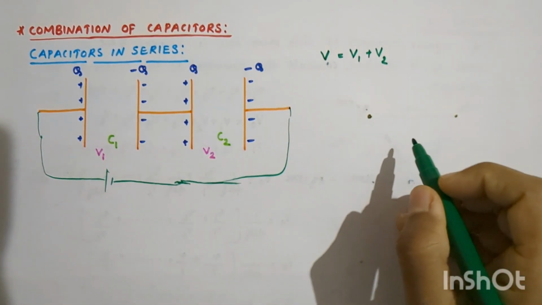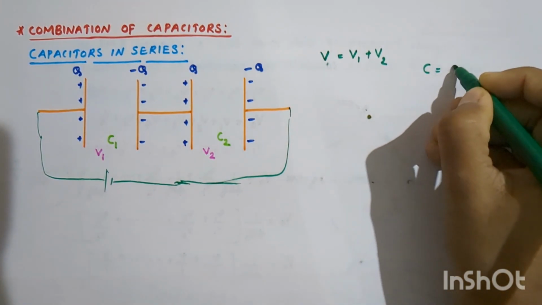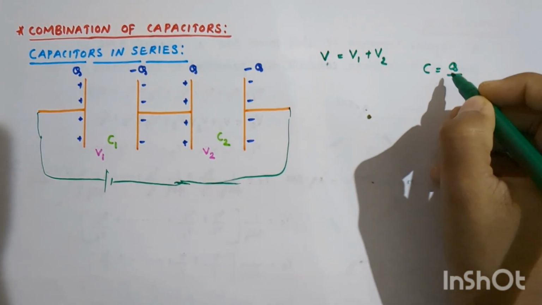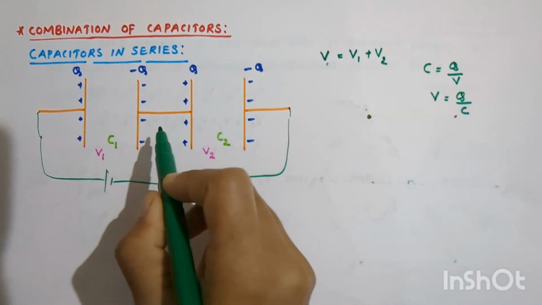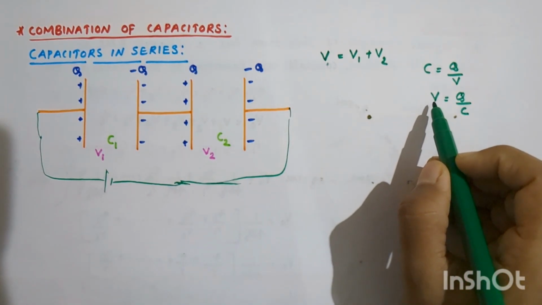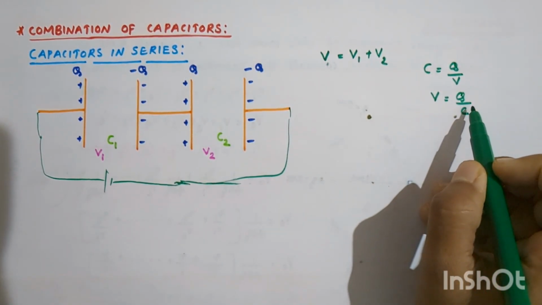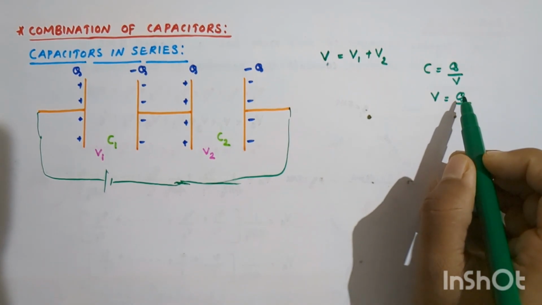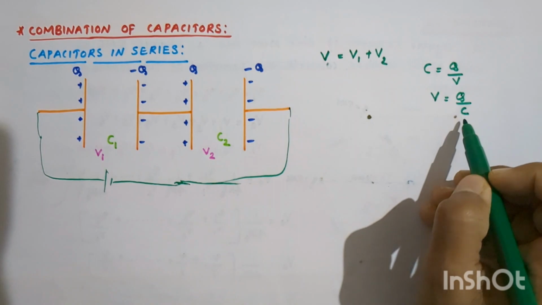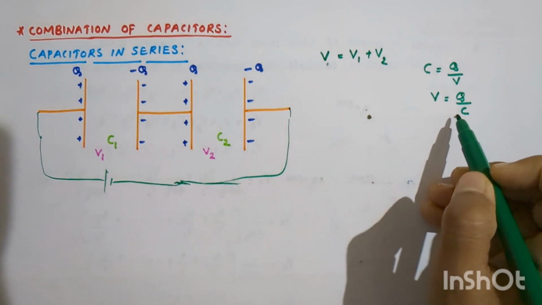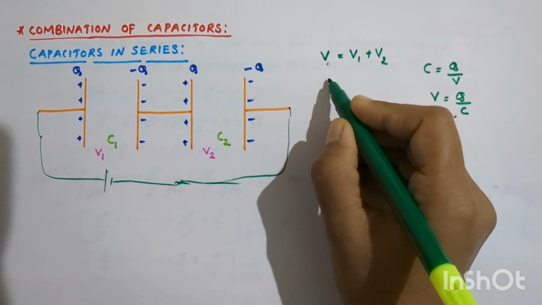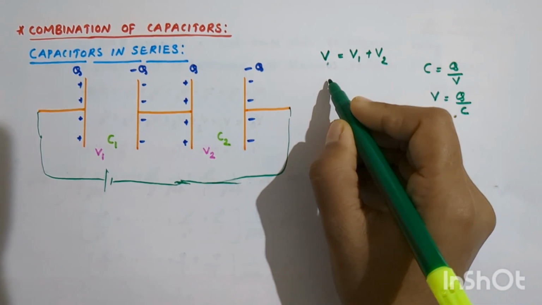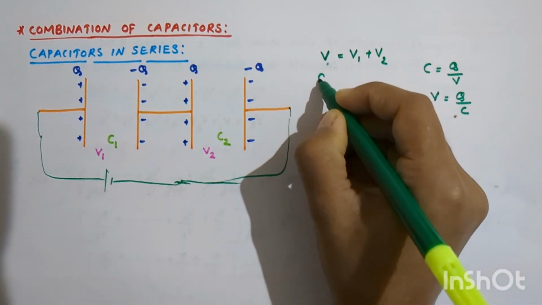Now you see, we have this expression for the capacitance as C is equal to Q by V. From this expression we can write V is equal to Q by C. So when we consider the series combination of capacitors, let V be the potential difference across the combination and Q the charge on the capacitors when they are connected in series, and C the effective capacitance of the series combination of capacitors. So here we can write this V as Q by C.